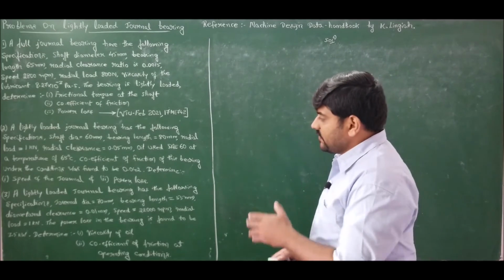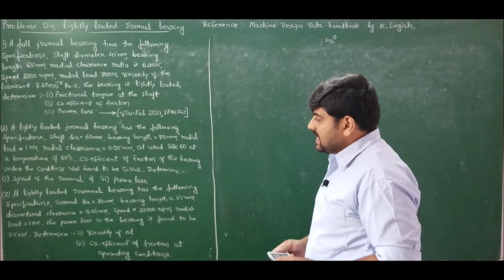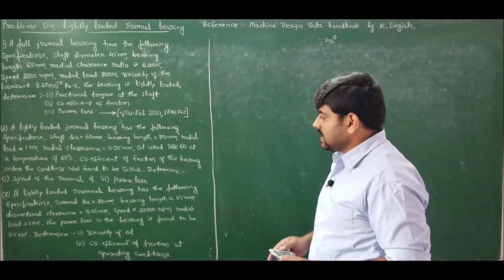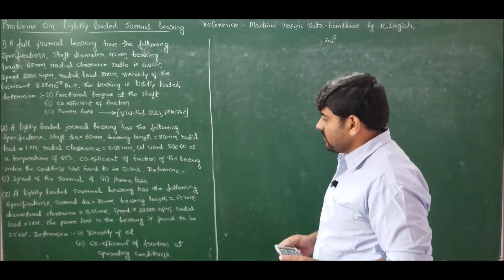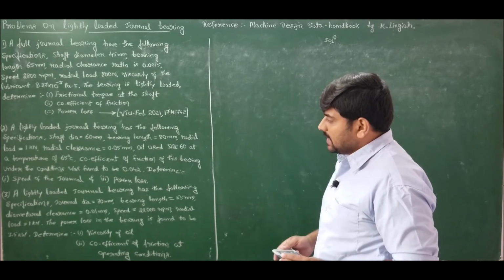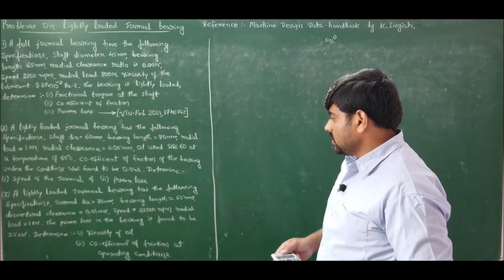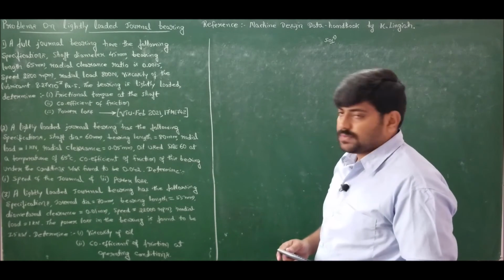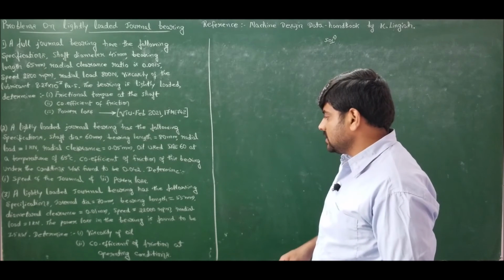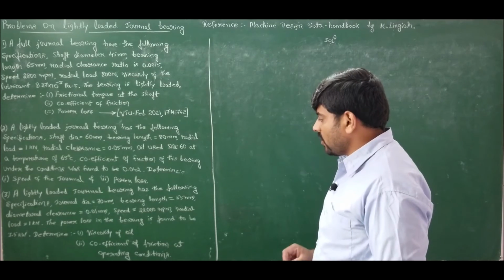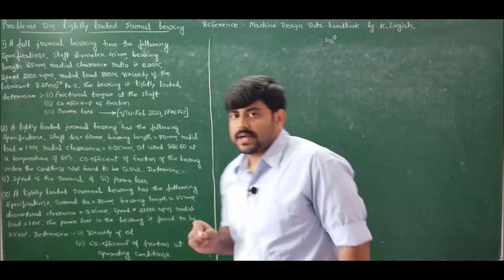Now moving ahead for the final problem. Problem number 3 states that a lightly loaded journal bearing has the following specifications. Journal diameter 70 mm, bearing length 55 mm, diametrical clearance is 0.01, speed is 22,000 RPM, radial load is 1 kN. The power loss in the bearing is found to be 3.5 kilowatts. Determine viscosity of oil, coefficient of friction at operating conditions.